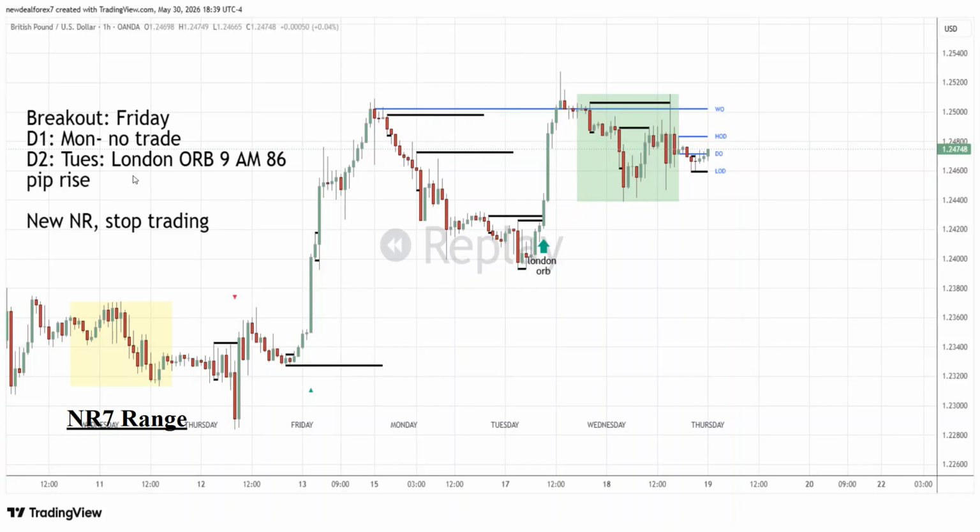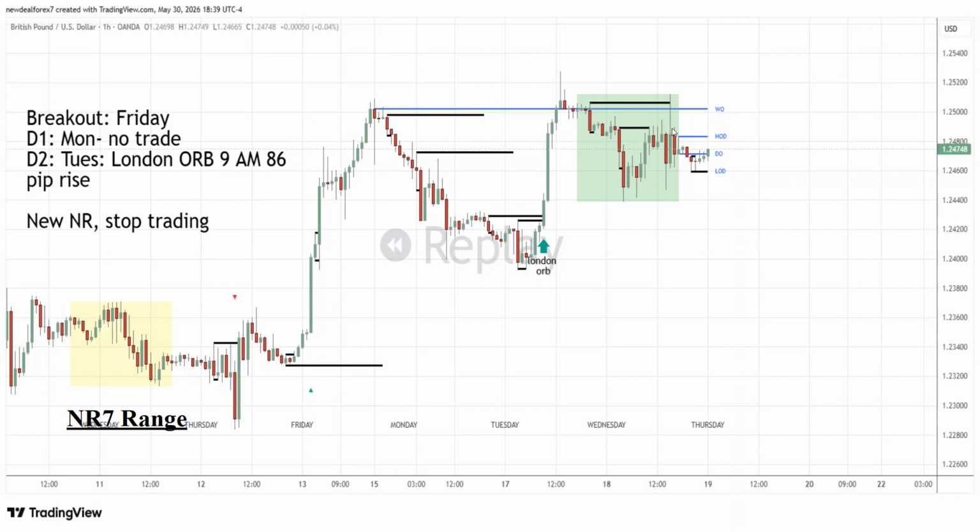The next continuation trade actually didn't come until Tuesday. We had a London open range breakout where it actually broke above. This is the Asia range here and the London range here, this red candle, and price broke above both of them. So that would have been an entry at 9 a.m. and price went up 86 pips.